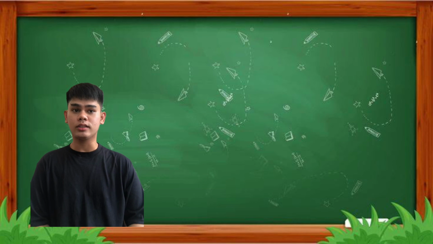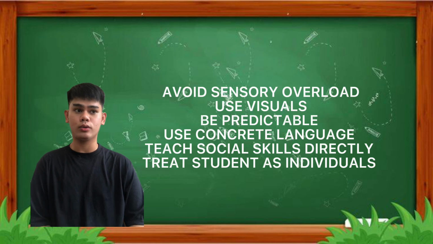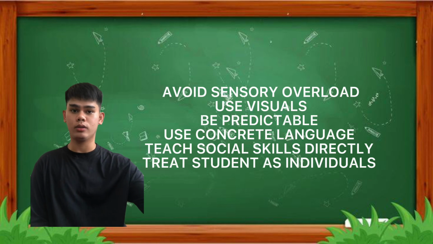And the strategies are to avoid sensory overload. Students with autism can be distracted by unexpected things in their environment, such as bright lights, smells, and sounds. Second, use visuals. Be predictable, use concrete language, teach social skills directly, and treat students as individuals.